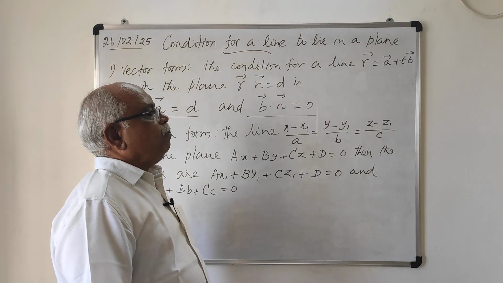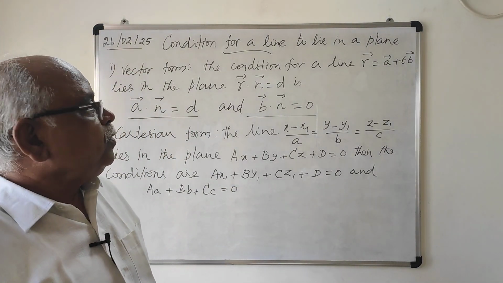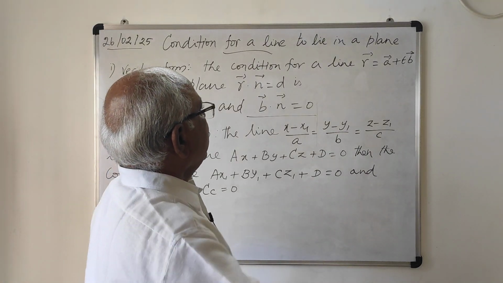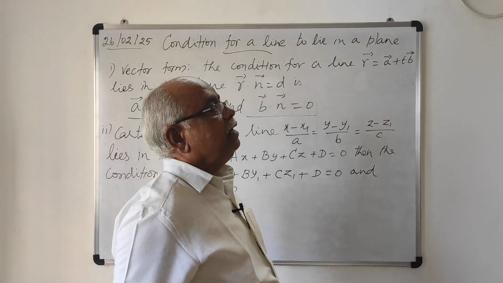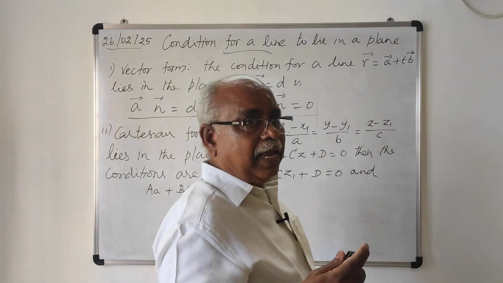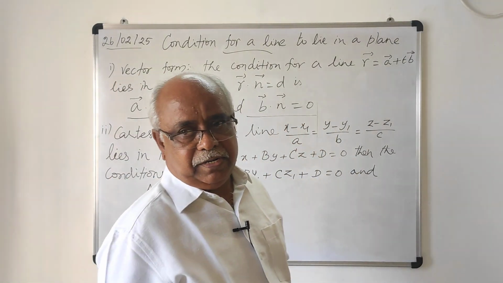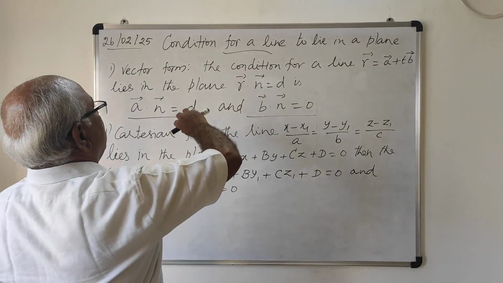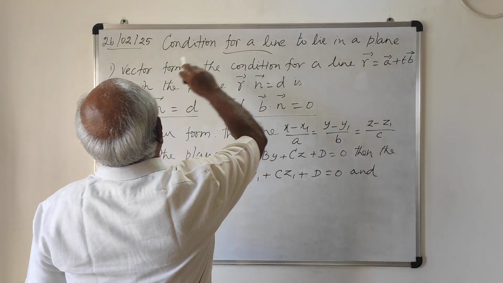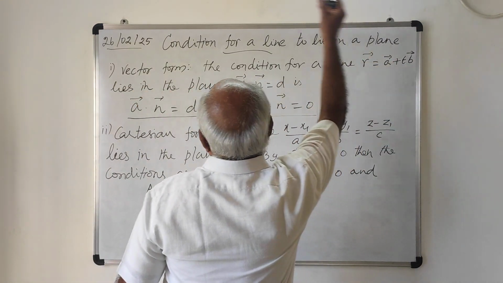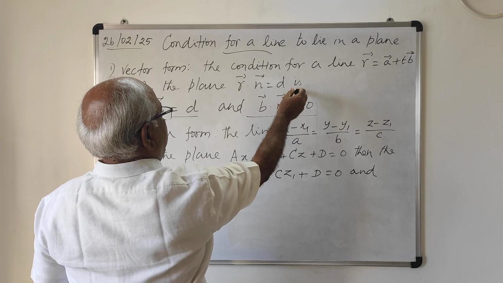My dear students, in this video we are going to find the conditions for a given line to lie in a given plane. If the line lies in a given plane, what are the conditions to be satisfied by the line and the plane? See, the condition for a line r equal to a plus tb to lie in the plane r dot n equal to d.